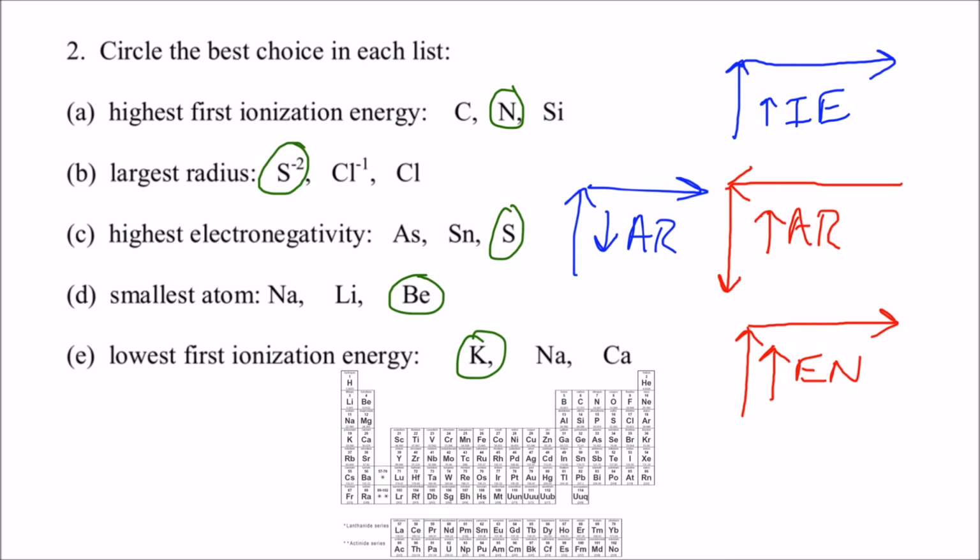Okay, and then we need the lowest first ionization energy. Up here we have the highest first ionization energy, so we just need to flip it. Okay, so the players are potassium, sodium, and calcium. We need to go as far down as possible, so that rules out sodium. And then it's between potassium and calcium, and we need the one furthest to the left, which means potassium is the winner.